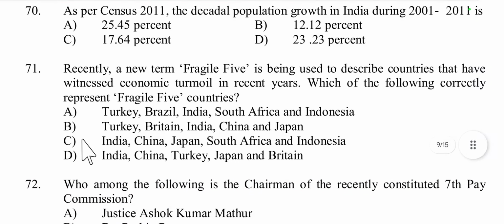Then question number 71. Recently a new term Fragile 5 is being used to describe countries that have witnessed economic turmoil in recent years. Which of the following correctly represent Fragile 5 countries? Fragile 5 countries are Turkey, Brazil, India, South Africa and Indonesia. Yes, these are the Fragile 5 countries. This concept was coined by Morgan Stanley to identify economies vulnerable to capital outflows due to high current account deficits.